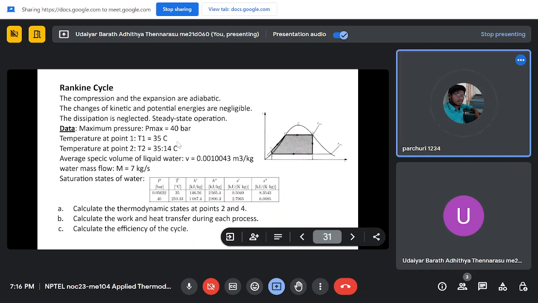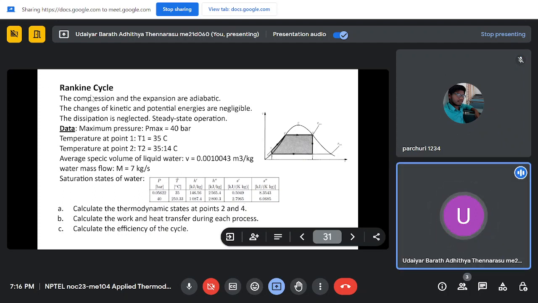Okay. So we have a problem on the Rankine cycle. Here the compression and expansions are adiabatic. So this is an ideal Rankine cycle. That's the case here. So we have reversible adiabatic processes, and we have said that kinetic and potential energy are negligible, so that is the simplification of the steady flow energy equation assumption. The dissipation is neglected, and we have steady state operation. So those are the assumptions we are making.